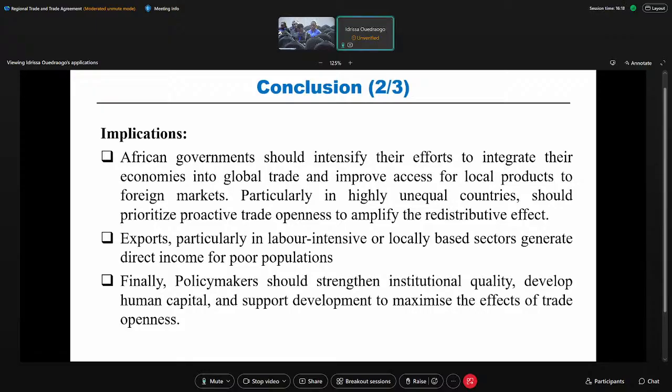So they should also strengthen institutional quality, particularly corruption, property rights, and also develop human capital and support development to maximize the effect of trade openness on income inequality.